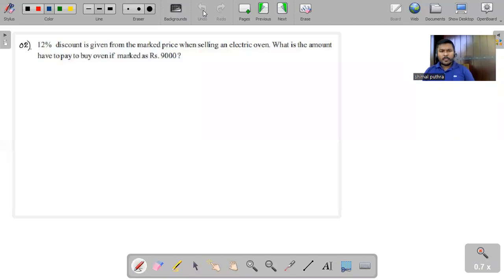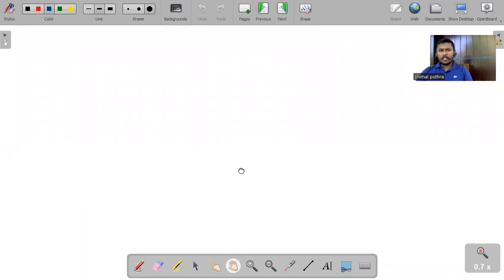Okay, I hope you understand the question. A 12% discount is given from the marked price when selling an electric oven. What is the amount to be paid for the oven if the marked price is 9,000? Yeah, we know the discount. If you are going to buy something from a shop, they provide some discount from the value.